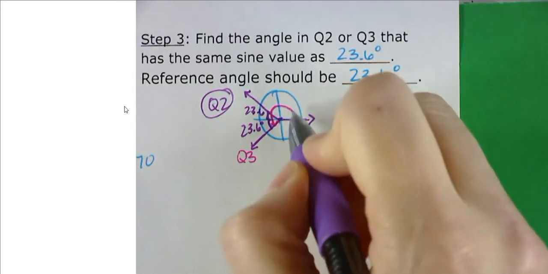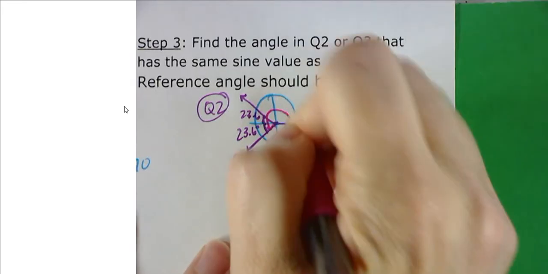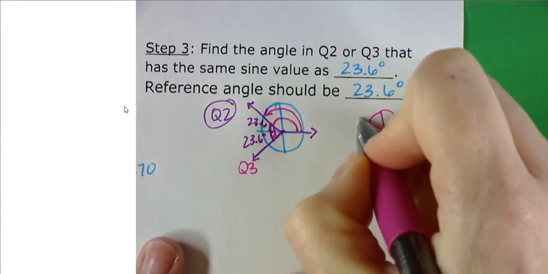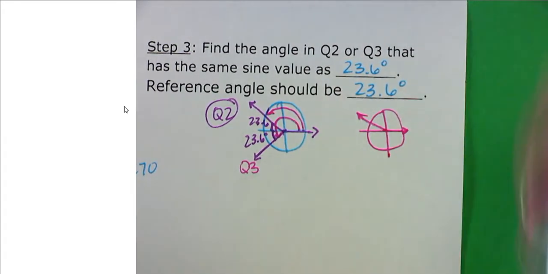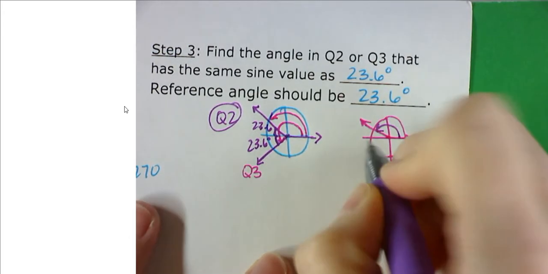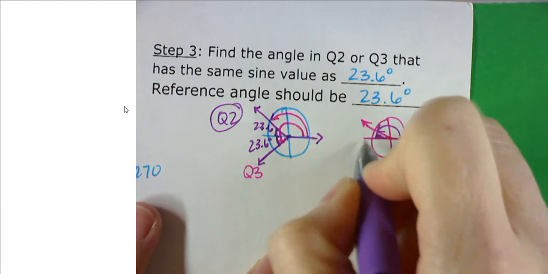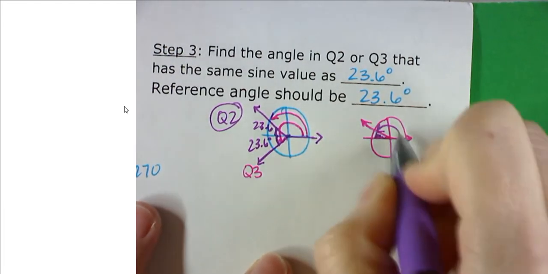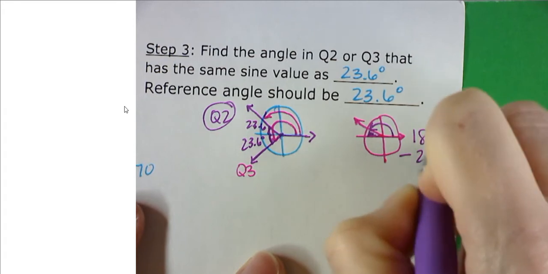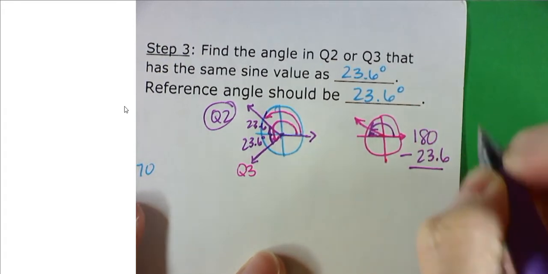Okay, so I'm just going to draw it again real quick. What you're trying to find is this angle. Well, what we know is this angle here is 23.6. So to find this angle, we just have to do 180 minus 23.6 to get 156.4 degrees. And that is your final answer.